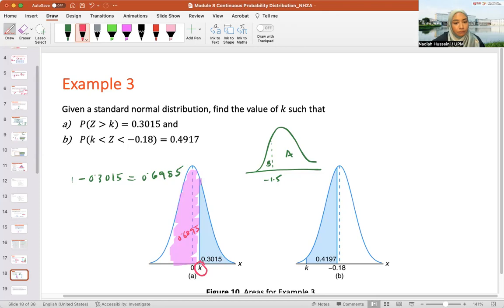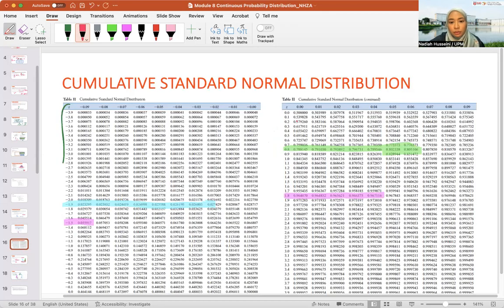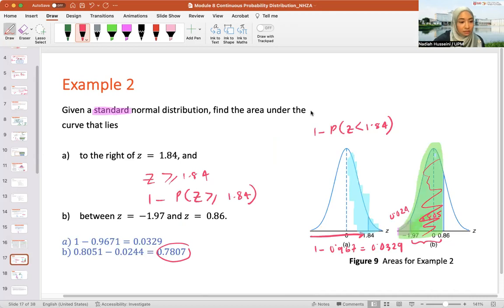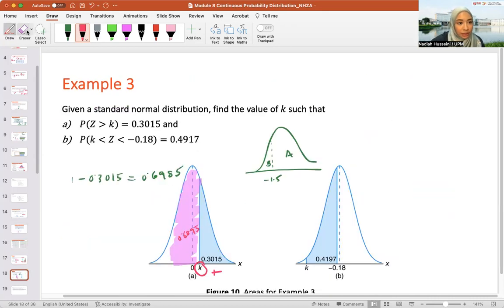I think that we can use the table to retrace back the z. Okay, let's try that. So use the table and try to trace this value. So what do we know about k? Is k a positive number or a negative number? Positive number. So when we're using the table, we have to focus on the positive numbers. So k must be positive, and it is 0.6985. I wrote that wrong. And this is the region that we're looking at, even though they asked us this one.